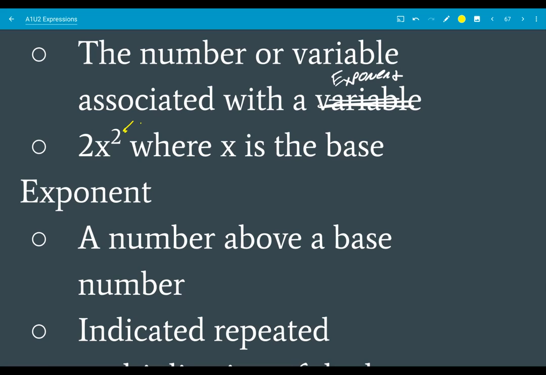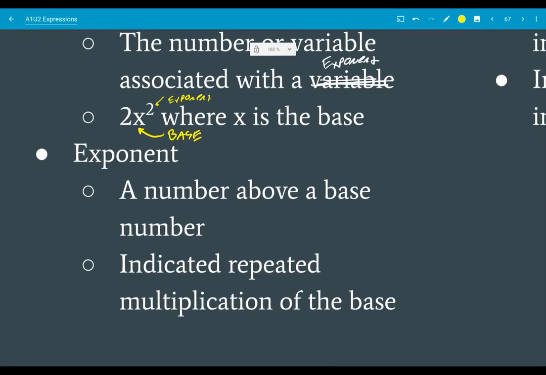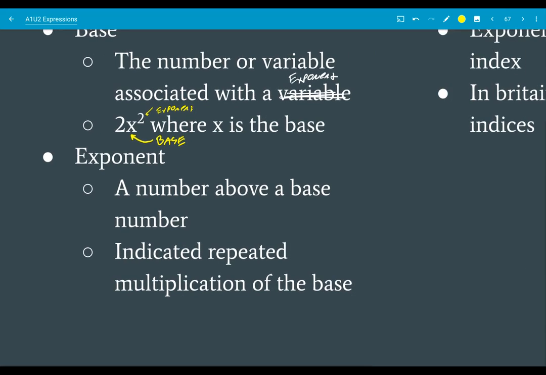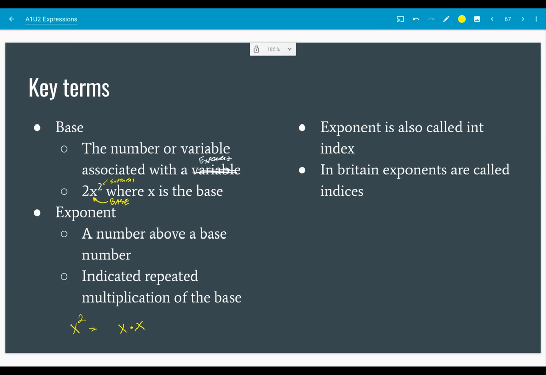So here is our exponent. So that makes this the base. Okay. The exponent is the number above the base. It's repeated multiplication. So if we have x to the n power, if I say x squared, that is x times x, repeated multiplication.